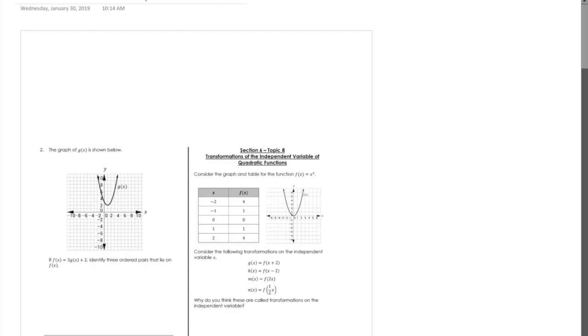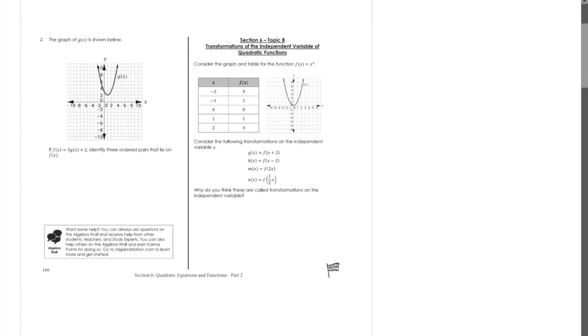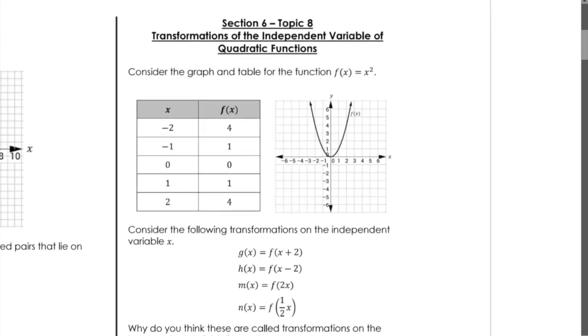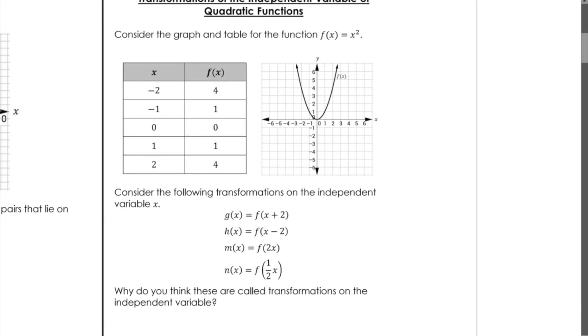Alright, so this video is on transformations of the independent variable, which is on page 166. Let's start off with: consider the graph and table for the function f of x equals x squared.